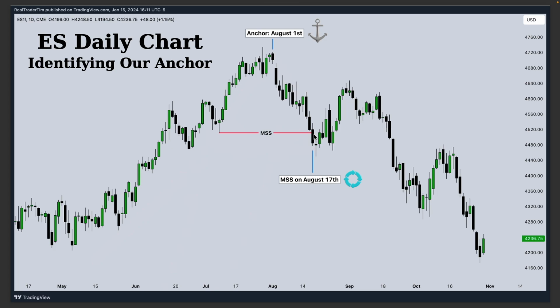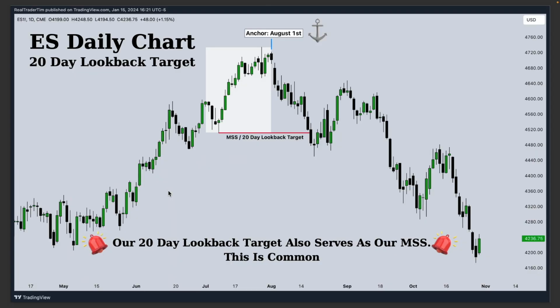Then for our anchor, we go back to the first trading day of the month that this market structure shift occurred. So to reiterate, it occurred on August 17th when we broke this swing low. So we go back and anchor from August 1st. So number one, we want to identify our 20-day look back range. And as you can see, our 20-day look back target also served as our market structure shift. And this is common. So whenever that occurs, we need to just go back to August 1st and go find our 40-day look back target to see what else we could be reaching for, obviously before we had this whole move down.